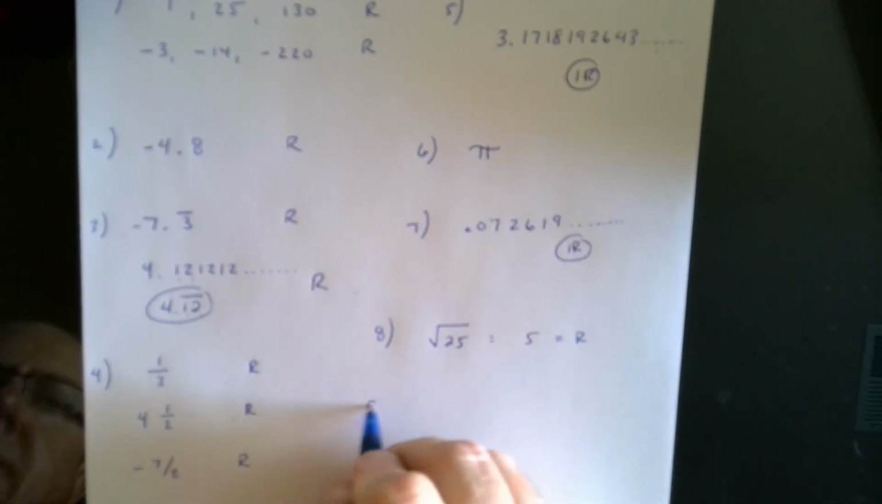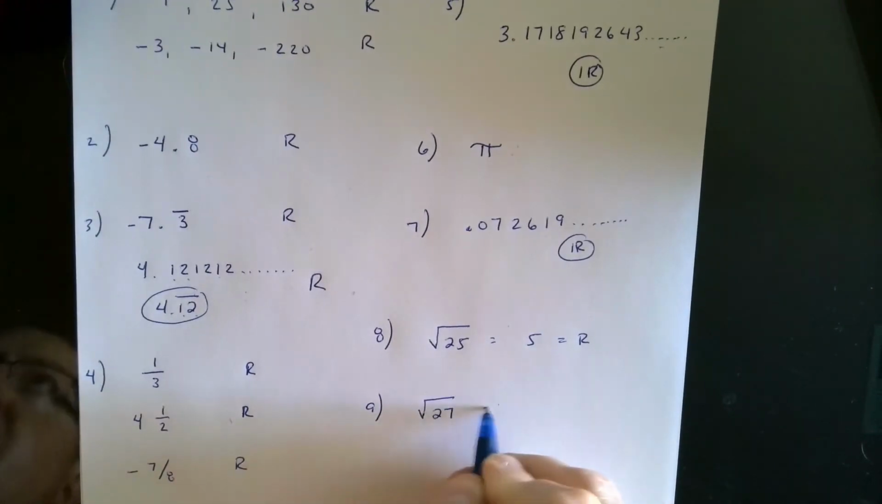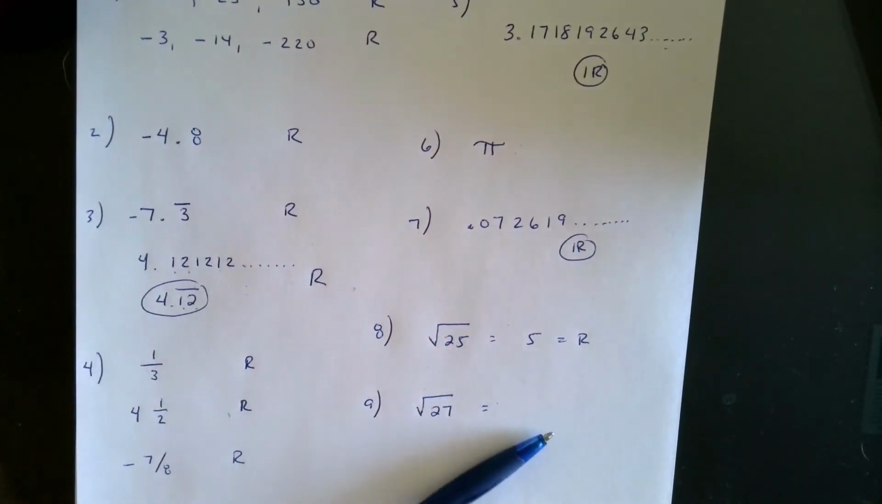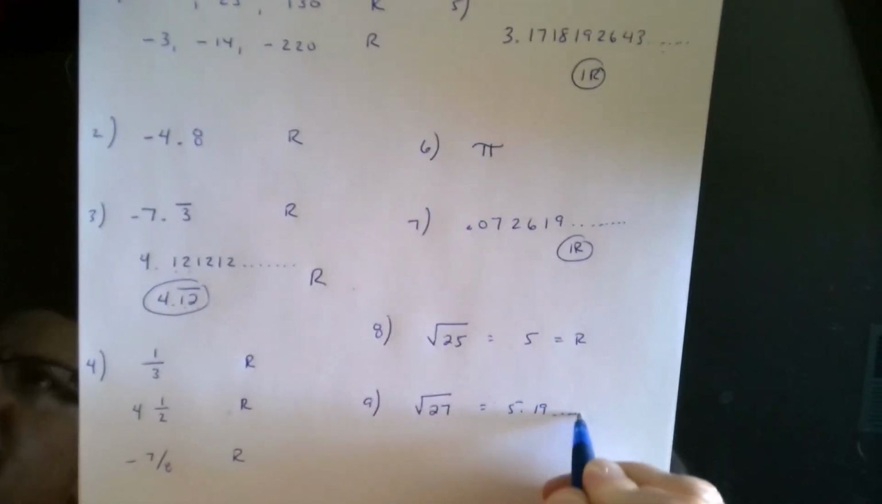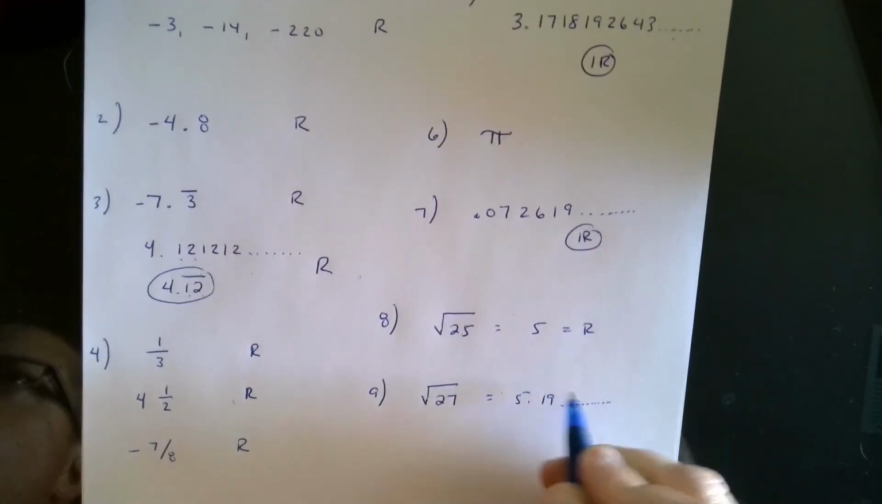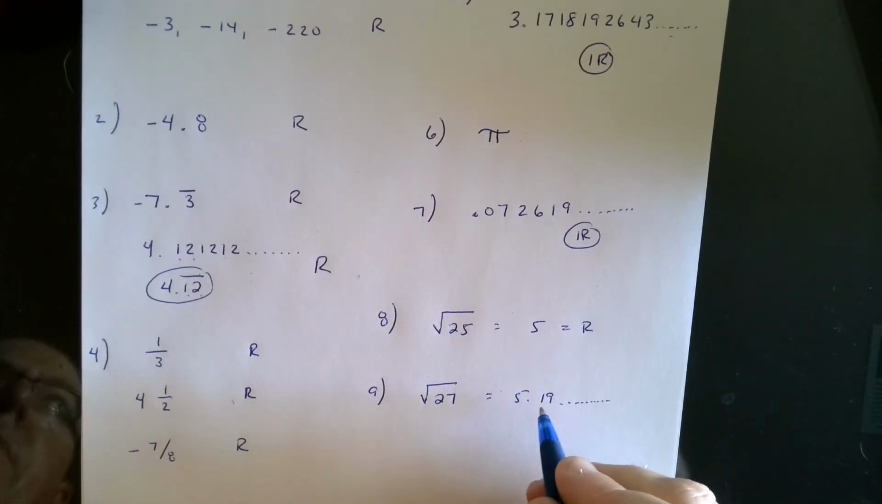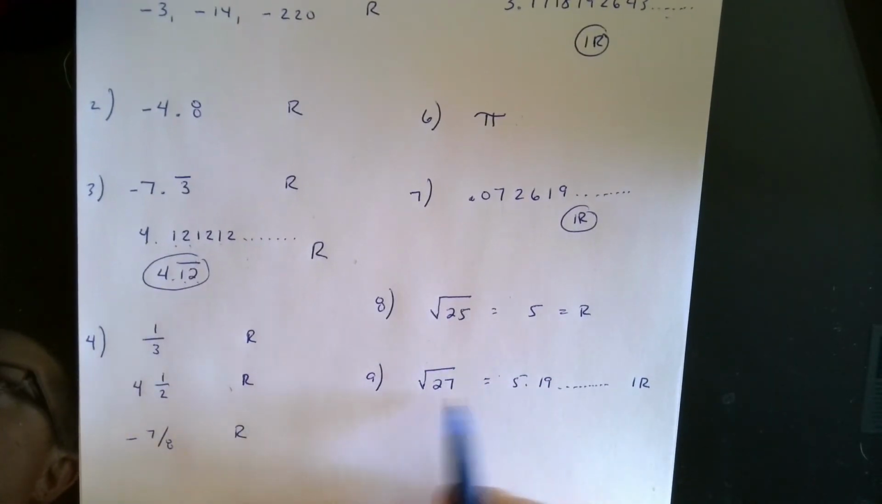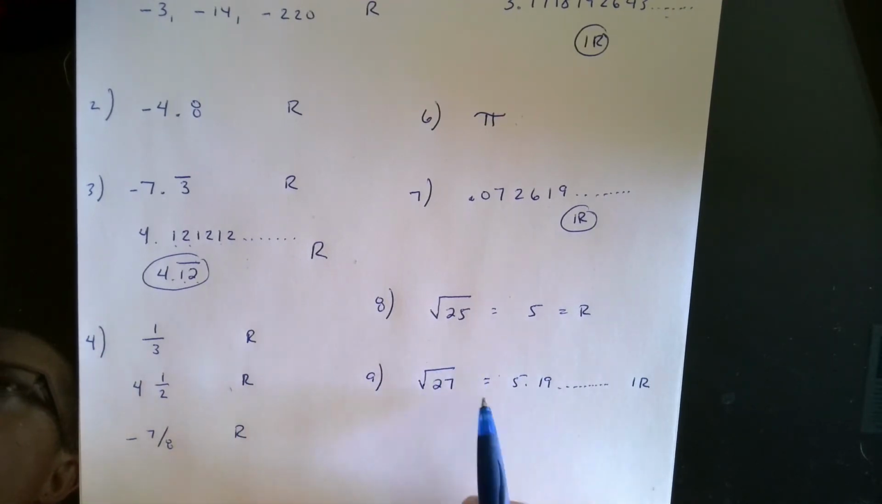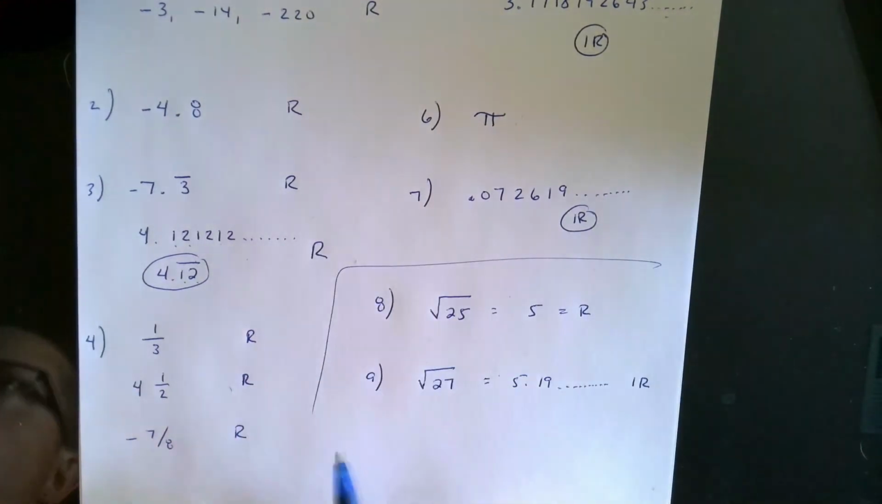But let's say we have the square root of 27. Is there a perfect square root of 27? If we put that on our calculators, it turns out to be 5.19..., and it keeps going. So there's not a perfect square root of 27, and it doesn't terminate, it doesn't repeat, so this is irrational. So you're going to use your calculator a little bit on the square root ones. These are the ones that we need to pay close attention to.